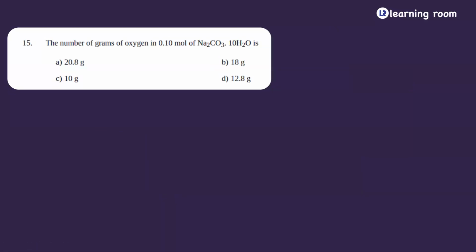Number of grams of oxygen in 0.1 mole of Na2CO3·10H2O is. Super. Another question. How can we do this? They give the number of moles and ask for the mass. We have 0.1 mole of Na2CO3·10H2O. How do we proceed? I need to know the mass of oxygen present in this. What is the first thing that we can do?